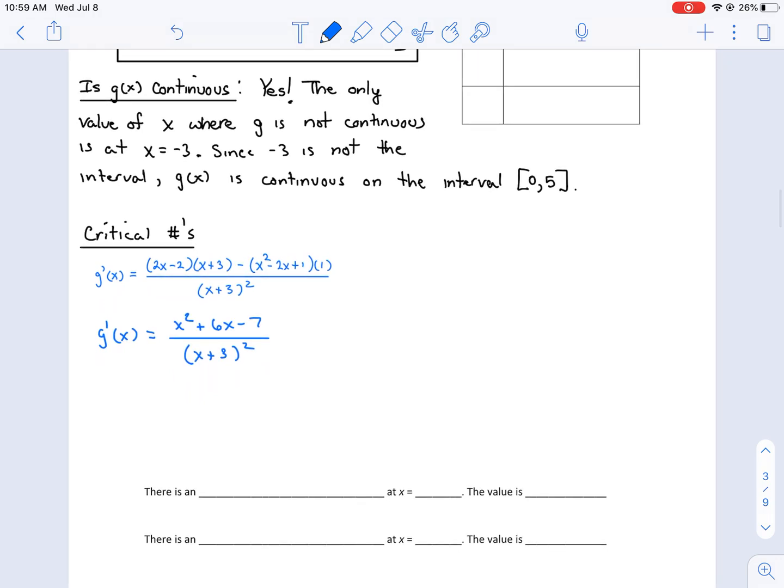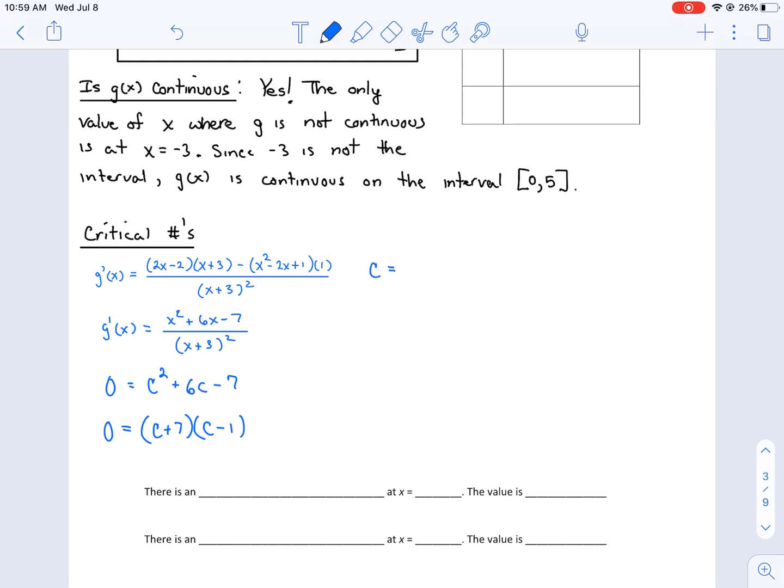And to find where the derivative is equal to 0, we're going to set the numerator equal to 0. So 0 is equal to, and I changed all the x's to c's to represent possible critical numbers. And this trinomial factors as c plus 7, c minus 1. So we have c is equal to negative 7, and c is equal to 1.